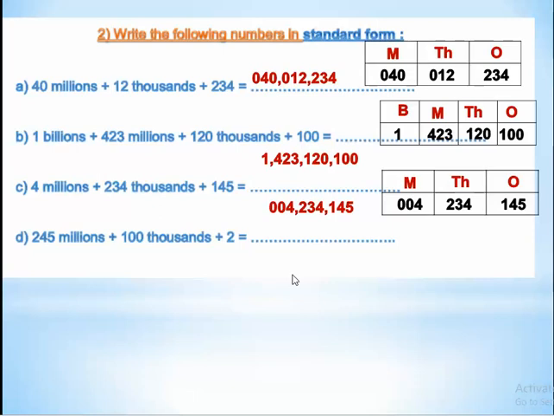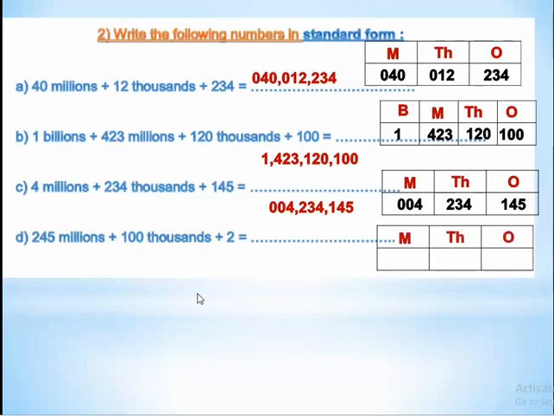245 millions plus 100,000 plus 2. Okay, how many families we have? We have 3 families, so we are going to draw the table with 3 families. Okay, let's start with million, thousand, and ones. Okay, we will write 245 in the family of million, and 100 in the family of thousand, and 2 in the family of ones. Do we have tens or hundreds? No, so we are going to replace it with zeros. Okay, let's write the number. Okay, good.